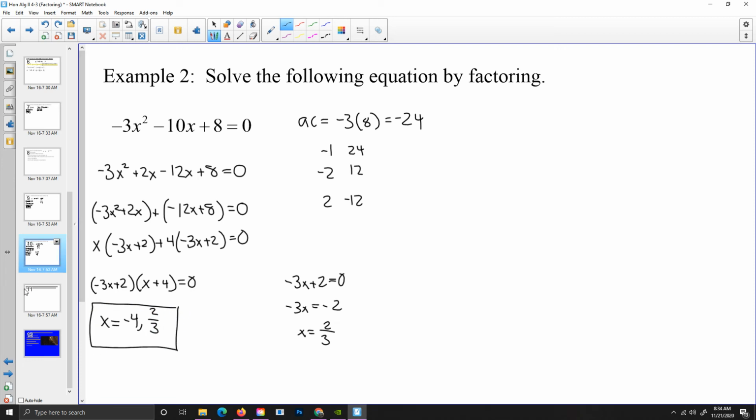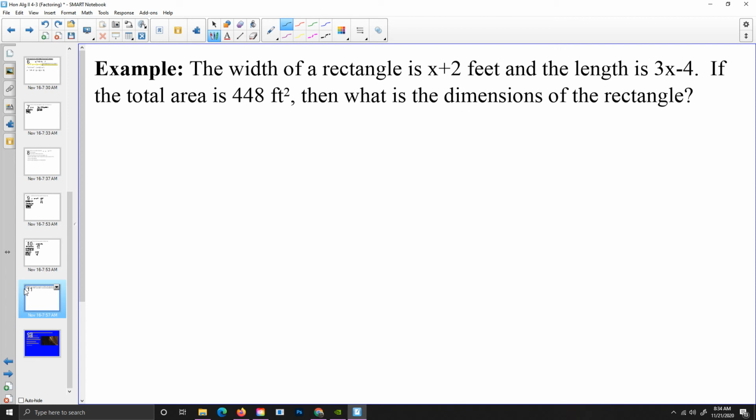All right, last one. Let's do an application problem. The width of a rectangle is x plus 2 feet, and the length is 3x minus 4 feet. If the total area is 448 feet, then what are the dimensions of the rectangle?